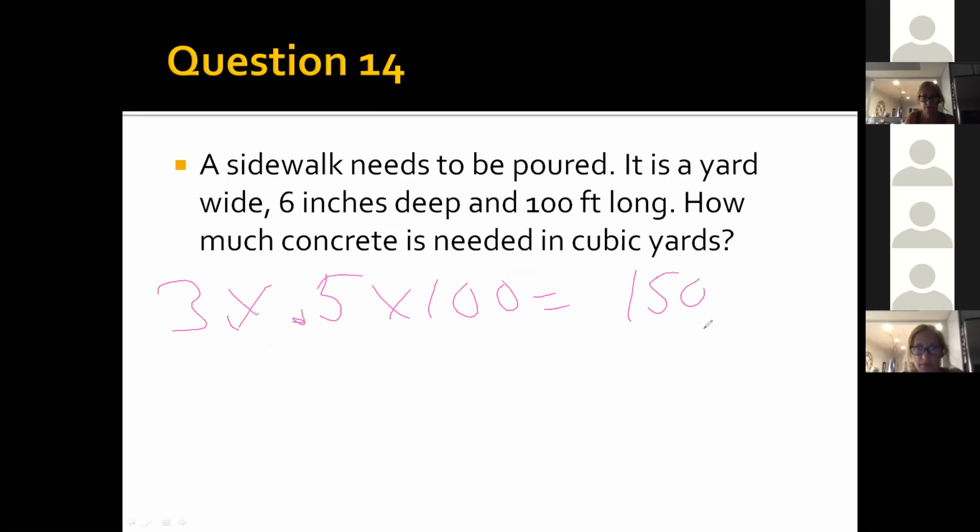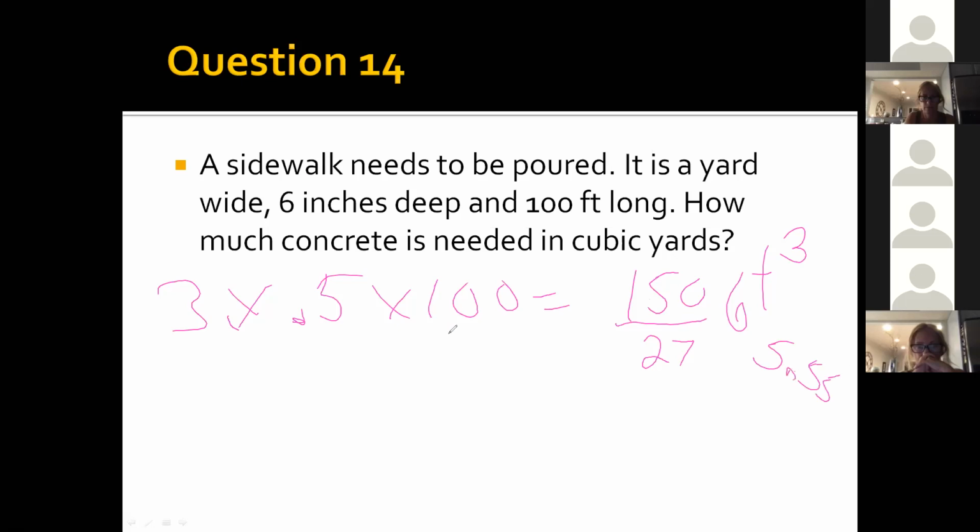So we have 150, but this is all in feet, so we have feet to the third power. How do we convert from cubic feet to cubic yards? Well, the conversion is 27. So we divide 150 by 27, and it gives us 5.55.